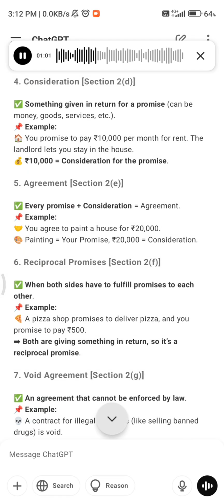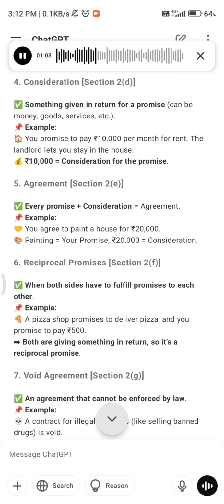Something given in return for a promise can be money, goods, services, etc. Example, you promise to pay $10,000 per month for rent. The landlord lets you stay in the house. $10,000 equals consideration for the promise.